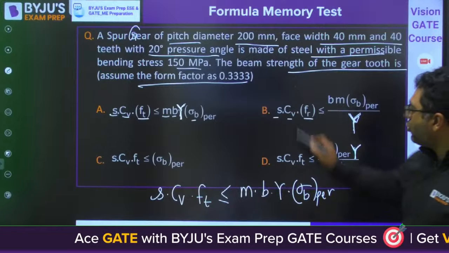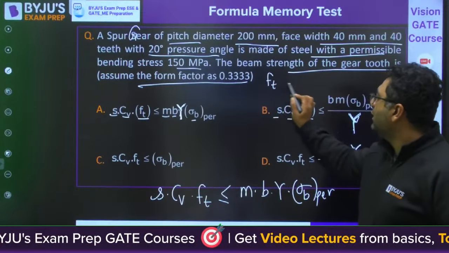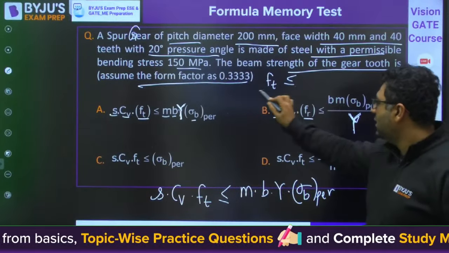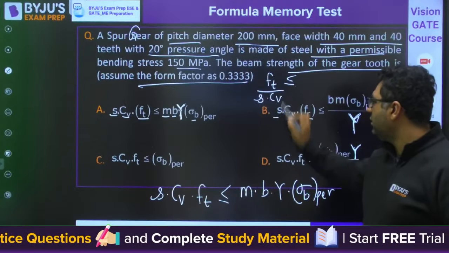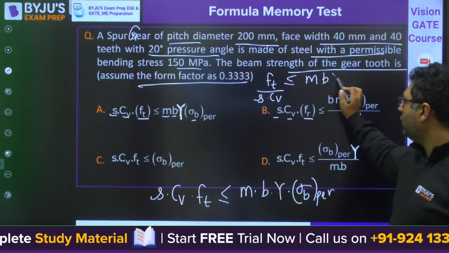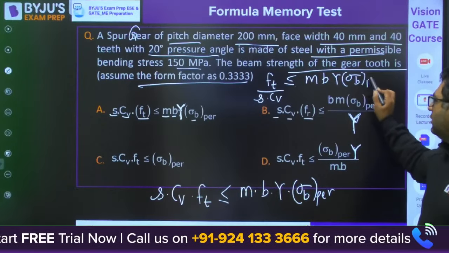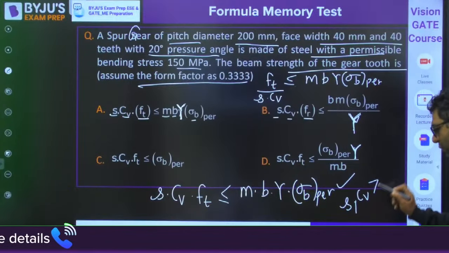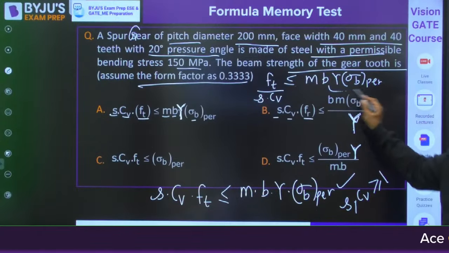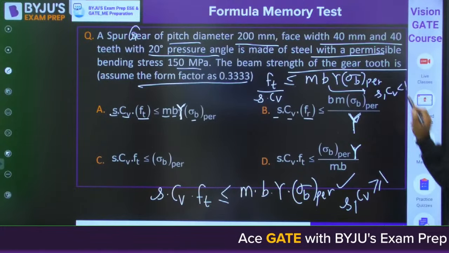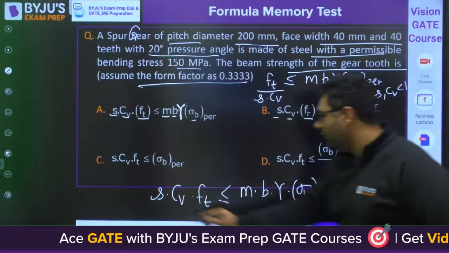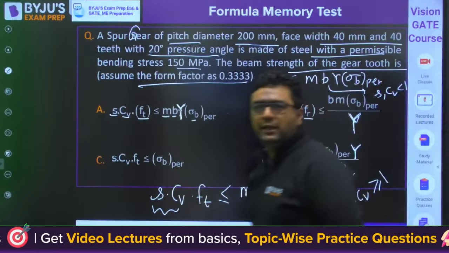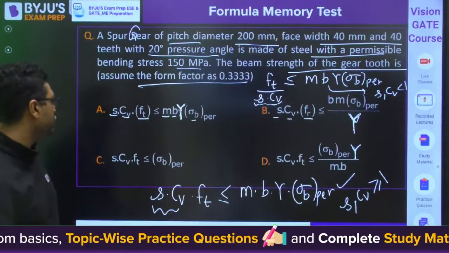In some books, the formula is given like this: Ft less than or equal to M B Y sigma B permissible, with S into CV in the denominator. So my dear, this formula is correct if S and CV are more than or equal to 1. This formula is correct if S and CV are less than 1. So whatever is more than 1, you will multiply with Ft. Whatever is less than 1, you will divide Ft by it. Is it clear? So the answer for this is going to be A.